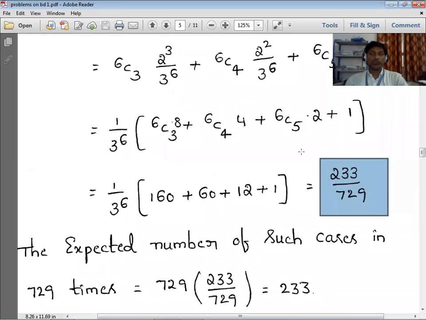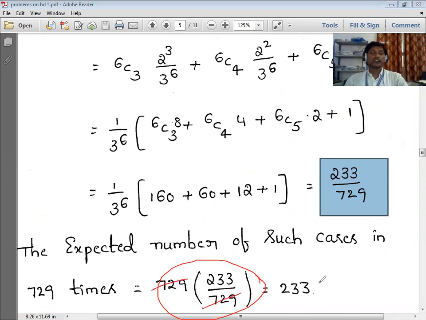So this is the probability, but what we require is the number of times. So here it is 729, the total, into the probability of this one. Here these two cancel, leaving 233 times. So 233 times is what we got as the number of times at least 3 dice show 5 or 6.